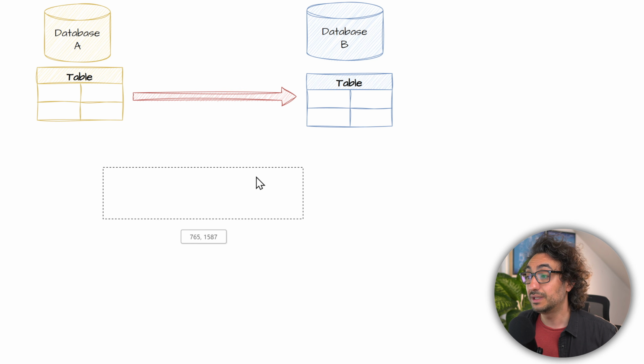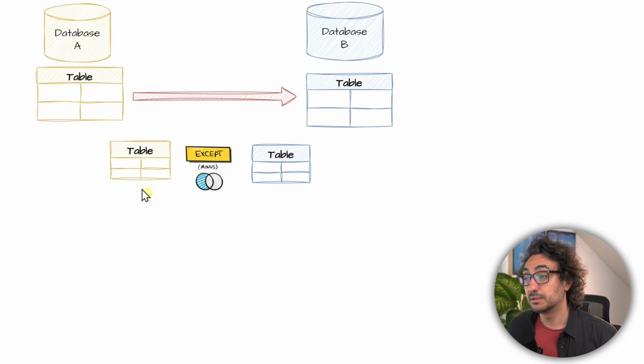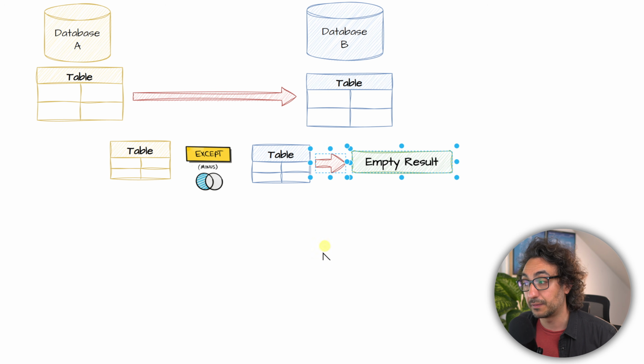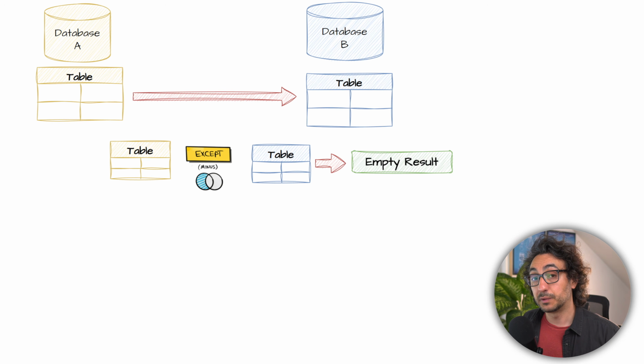So how are we gonna do it? We're gonna do an EXCEPT between the table from database A and the table from database B in order to find any record that is still in database A which is not migrated to database B. And of course, the best result is that we will not get anything. The result should be empty. If we get an empty result, that means all the rows from database A exist in database B.